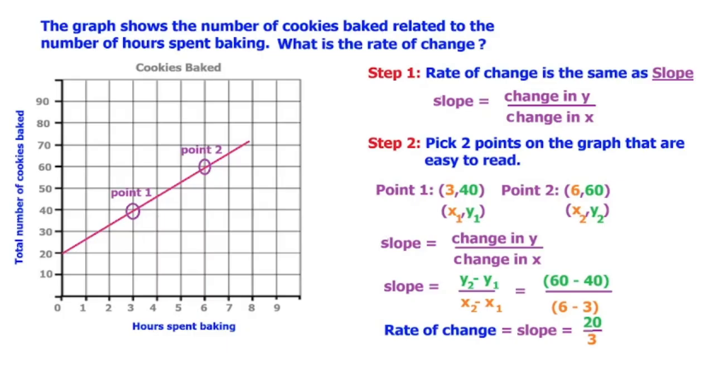And we could put 20 over 3 as a mixed number. 3 fits into 20 6 times with a remainder of 2. So 6 and 2/3. 20 over 3 equals 6 and 2/3. So that's the rate of change for how many cookies are made with the amount of time spent making them.